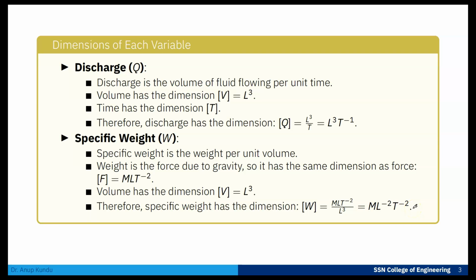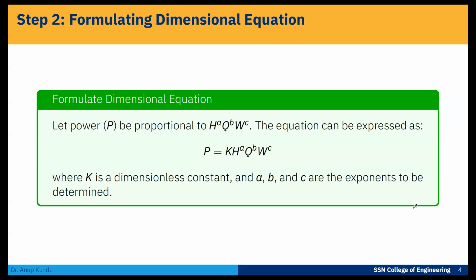So after getting all these dimensions, we will apply Rayleigh's principle. The fundamental dimensional equation: let power P be proportional to H to the power A, Q to the power B, W to the power C. So the equation can be expressed as P is equal to K, H to the power A, Q to the power B, W to the power C, where K is the dimensionless constant and A, B, C are the exponents to be determined.